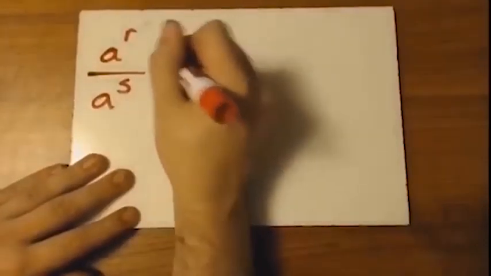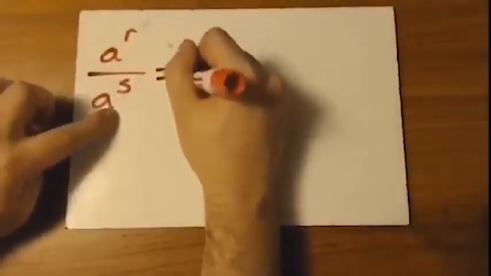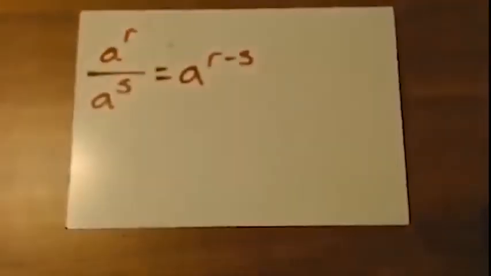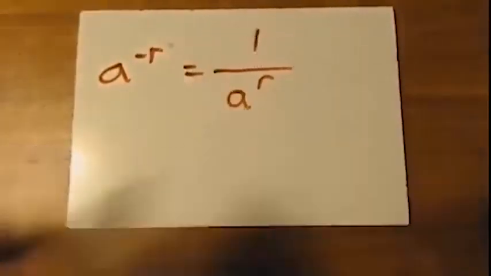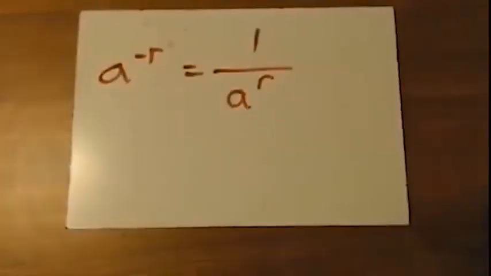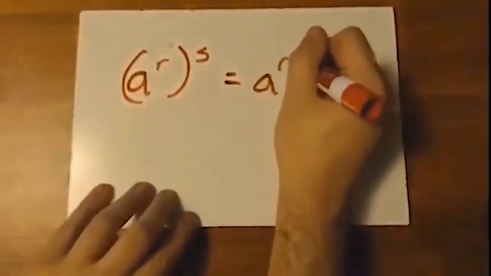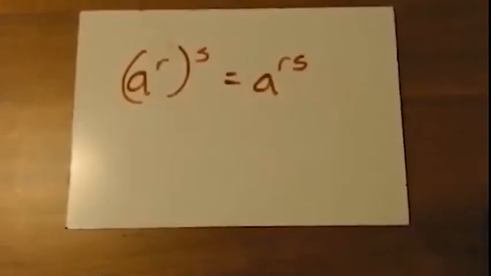A to the r over a to the s. Top minus bottom. A to the r minus s. Negative exponent. A to the negative r. That's 1 over a to the positive r. A to the r raised to the s. Multiply the exponents together. A to the rs.